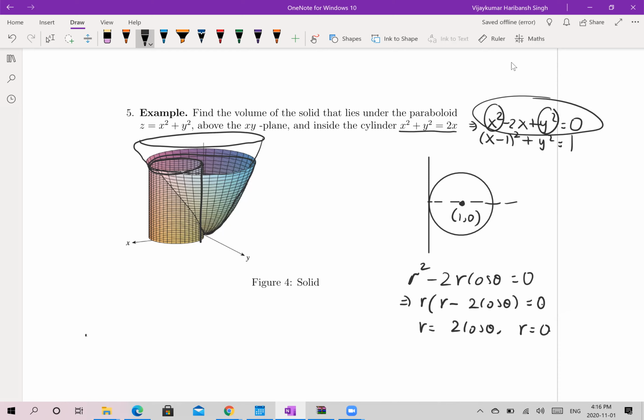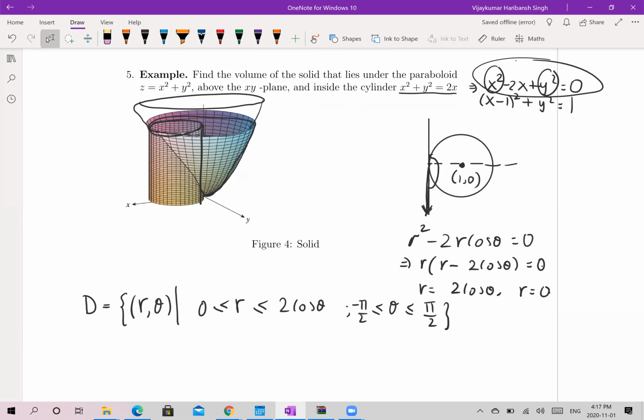So what is my region D going to be? Region D in this case is going to be r theta, where r is between 0 and 2 cos theta. And what about my angle? If we see the angle, it goes from here, which is minus pi by 2, to pi by 2. So theta is between minus pi by 2 and pi by 2.